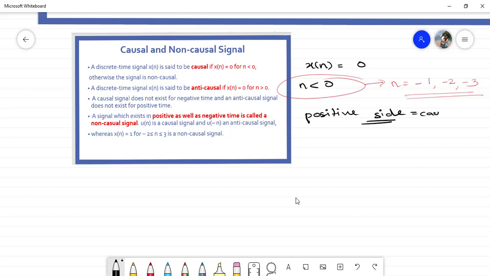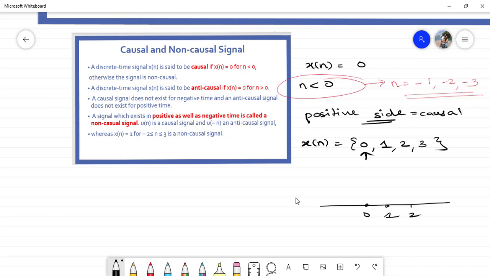So I can write x of n as 0, 1, 2, 3 with the pointer here. So all the values of this particular signal are at the positive side. So if I decide to plot it, 0 will remain as it is, and 1, 2 and 3 will be 1, 2 and 3. Okay, so my entire signal is at the positive side of the graph.